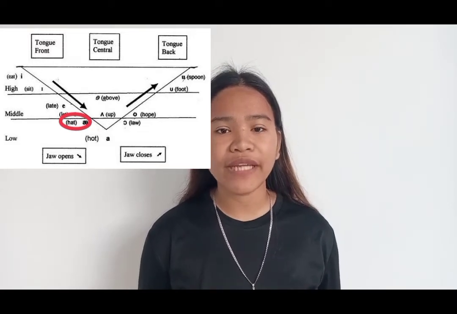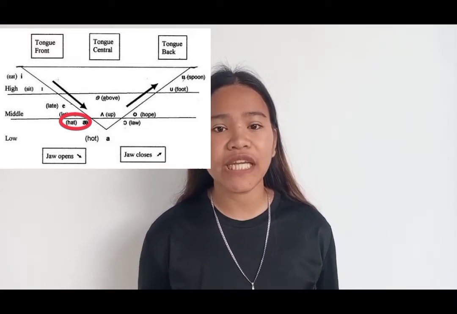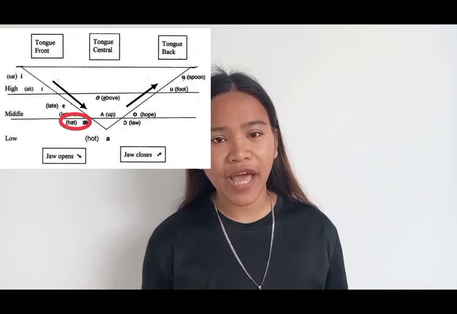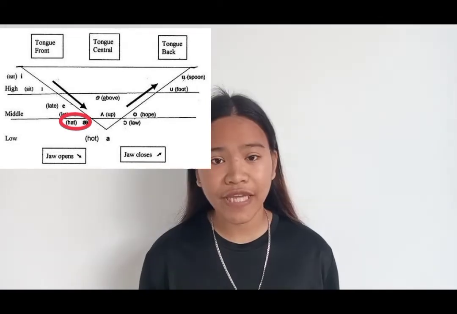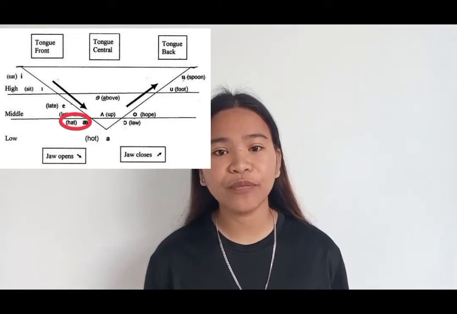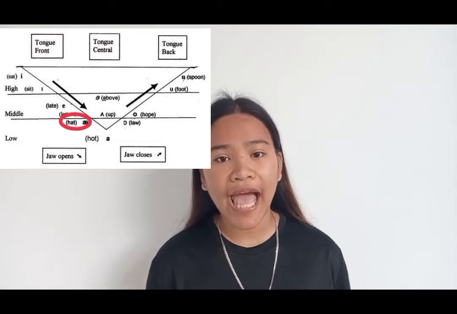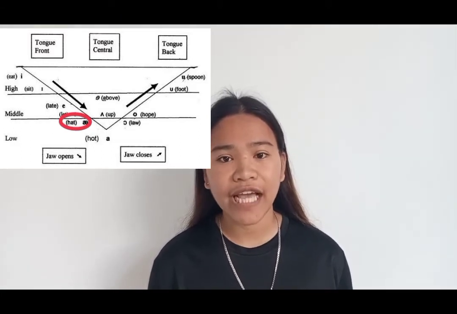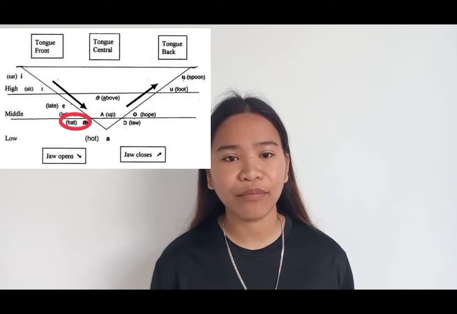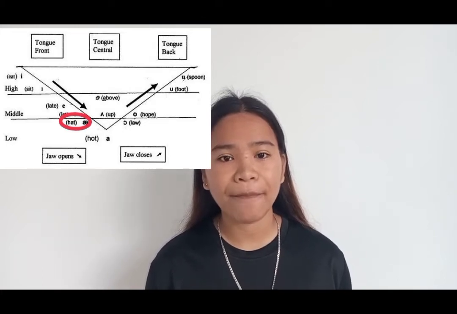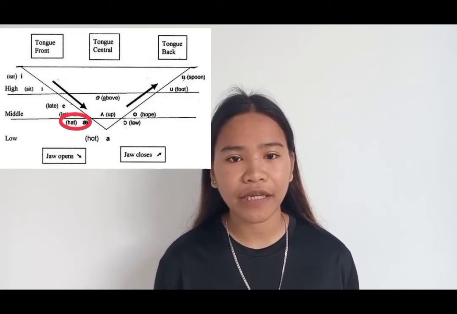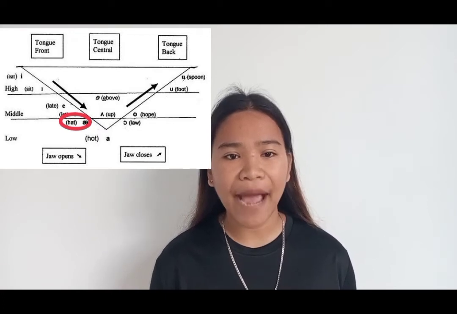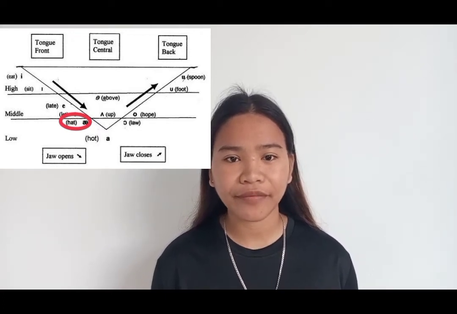Next is the sound of the short A. This one is quite confusing and a bit tricky to do. Let's find out why. First, it starts with a short E sound position, plus add a bit of the sound of A at the end of it. For example, lap, map, nap.